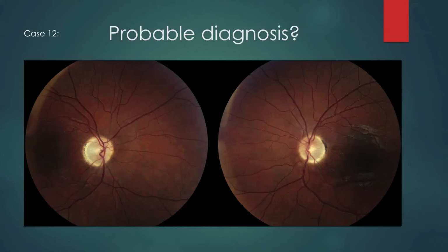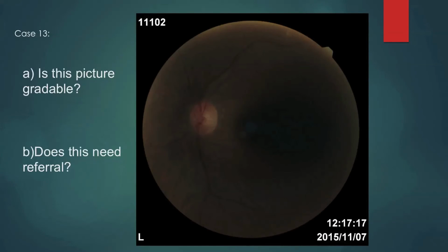These optic nerves are striking for how pale they are. They should never look this white. This could be from many causes. It could be from compressive lesions, from previous blood vessels breaking in both eyes. But in any case, this condition needs to be referred. Case 13.